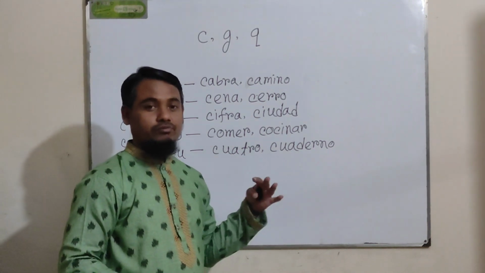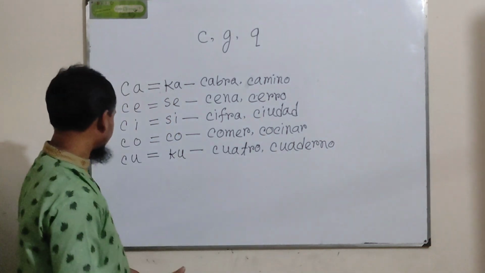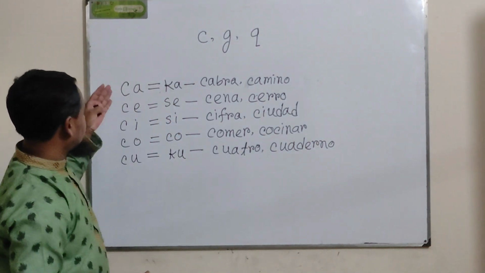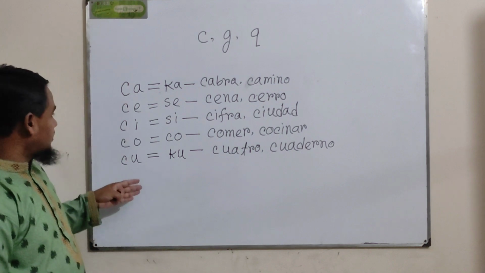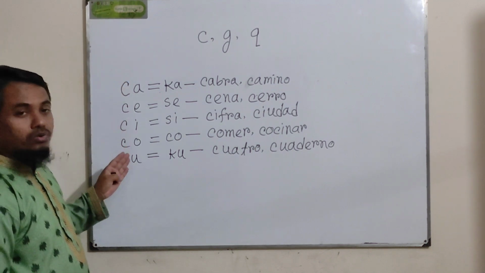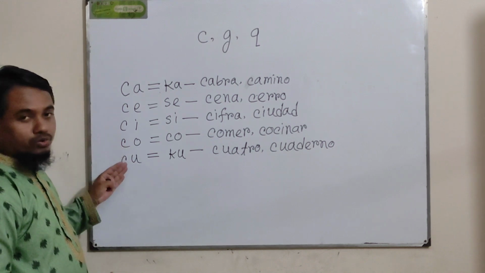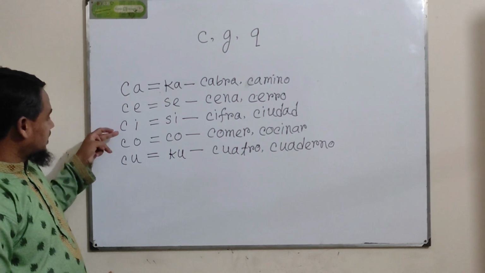Today, I will not focus on the meaning. I will focus on how to read Spanish language. So, I have shown you the 5 vowels after C: A, E, I, O, U. Ka, se, si, ko, ku.